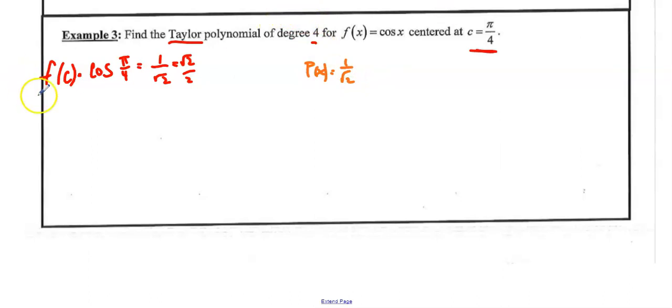Now let's look at the second term that we have to do. This is all about the ones. This is where we have to find the first derivative. The derivative of cosine is going to be negative sine of x. Then I'm going to find f prime of c, which is at pi over 4, and that's going to give me negative sine of pi over 4, which is going to give me negative 1 over the square root of 2.